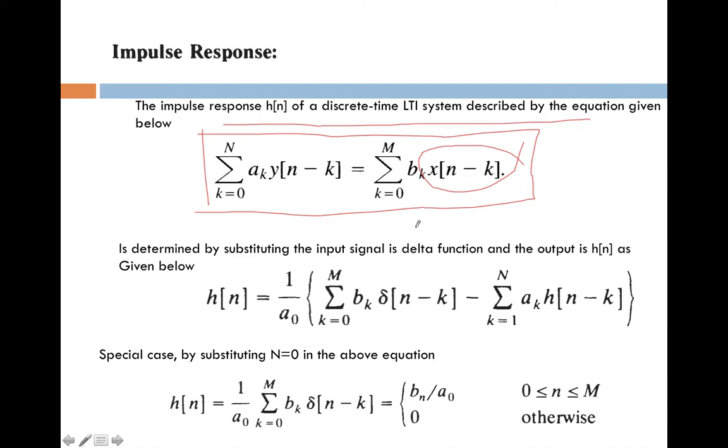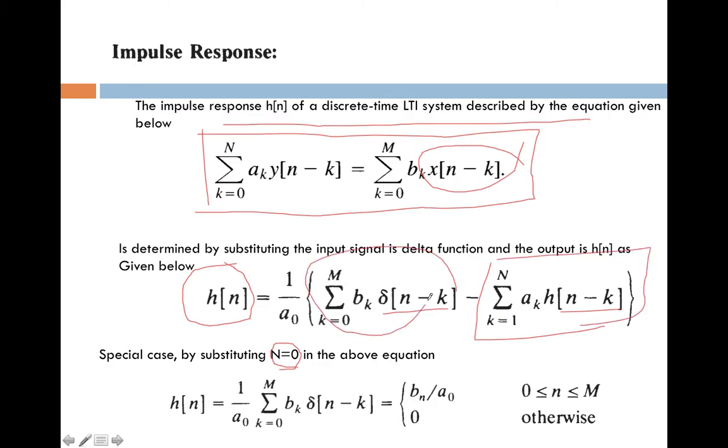By replacing, we get y of n is equal to h of n and x of n is equal to delta of n. We get h of n is equal to 1 by a naught, summation k is equal to 0 to m b suffix k delta of n minus k, minus summation k is equal to 1 to n a suffix k into h of n minus k. Here, when you are substituting n is equal to 0 in this equation, this term will go.